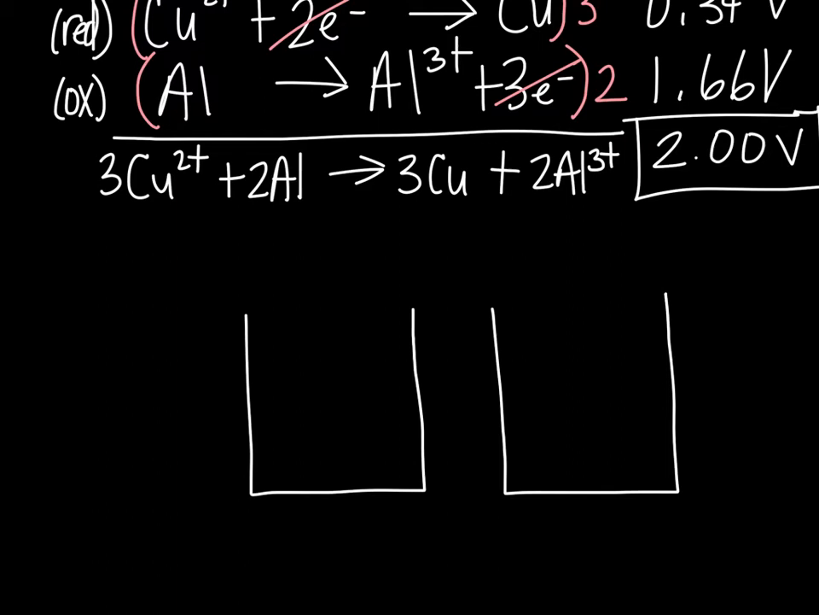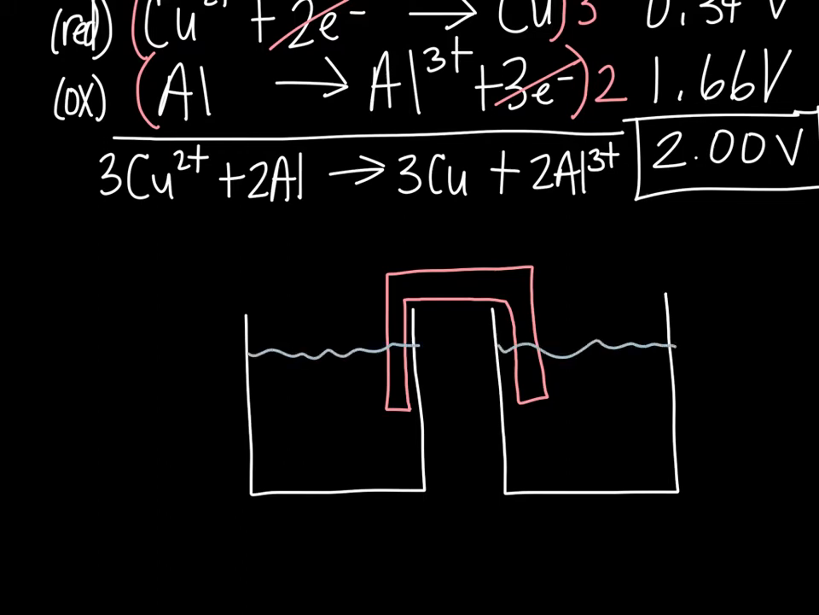Now, these beakers are going to be connected with what we call a salt bridge. So this is the salt bridge. So remember, salts are electrolytes. They're ionic compounds. Okay, so that's a salt bridge. And they're also going to have solution inside these beakers.